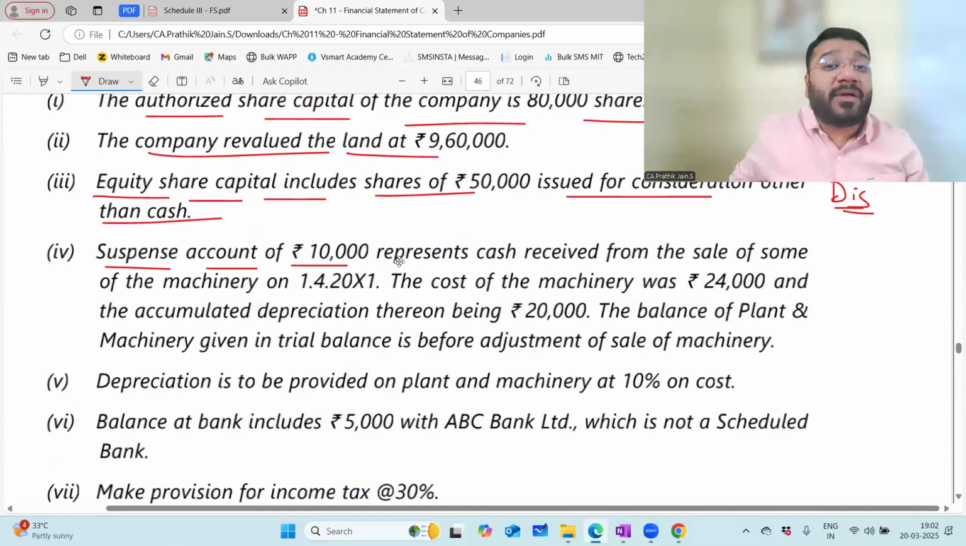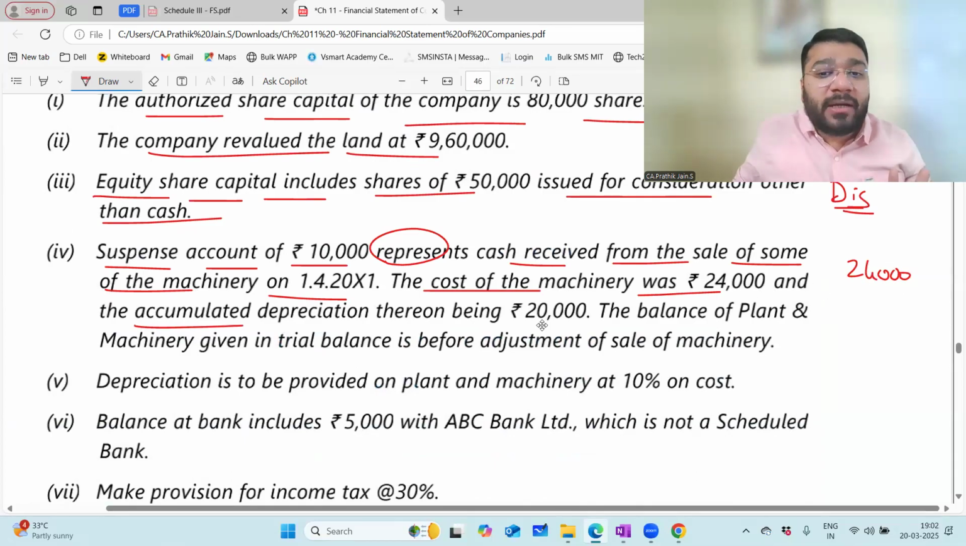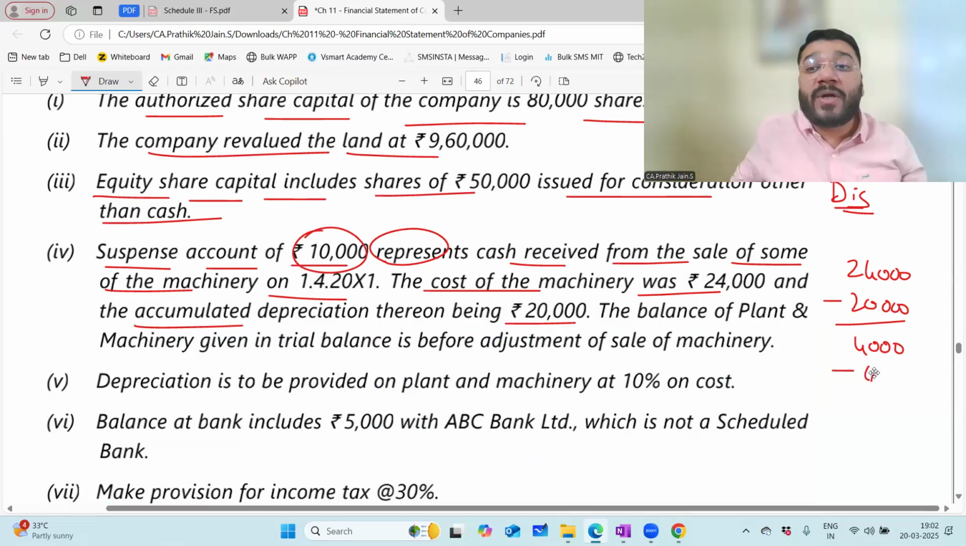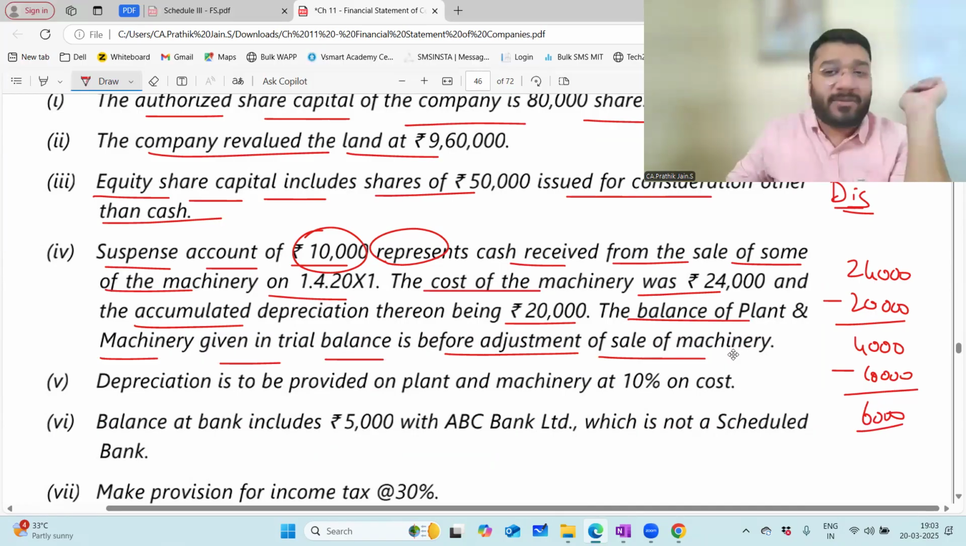Suspense account of rupees 10,000 represents cash received from sale of machinery on 1/4/2001. So the asset is sold on 1/4/2001 itself. Ditto question like the previous one. The cost of the machine is 24,000 and the accumulated depreciation is 20,000. So what is the balance unused value of the asset? 4,000. And that is being sold for 10,000. So what is the profit on sale of the asset? 6,000. The balance of plant and machinery given in the trial balance is before the adjustment of sale of machinery.